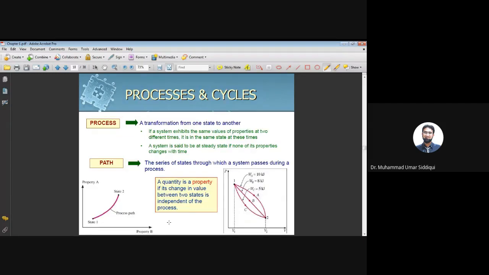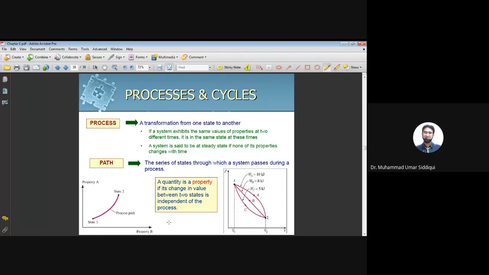Okay, so let's come over to the next topic, processes and cycles. So basically, what is a process? When a system is in a specific state and it's changing its state from point one to point two, so the state is changing from state one to state two, we say that the system is undergoing a process.